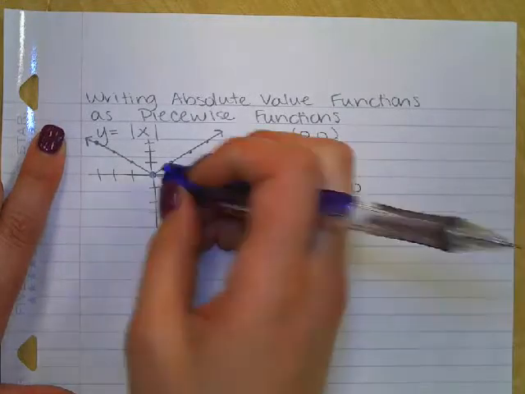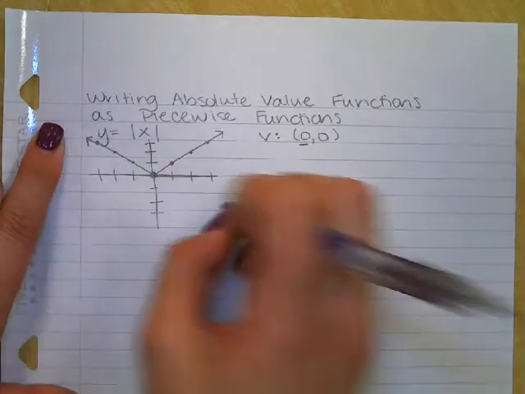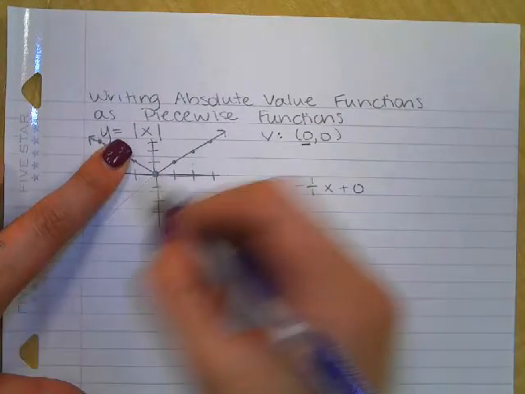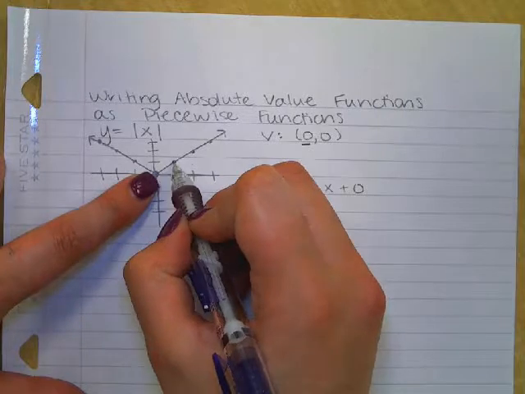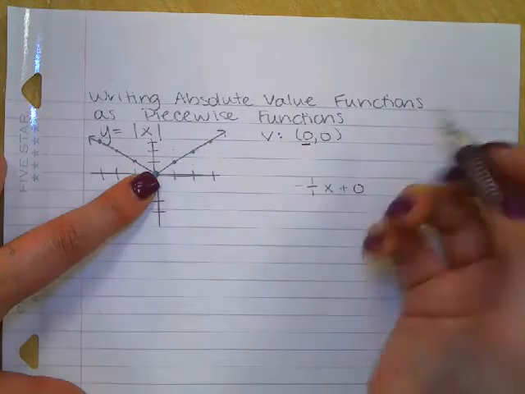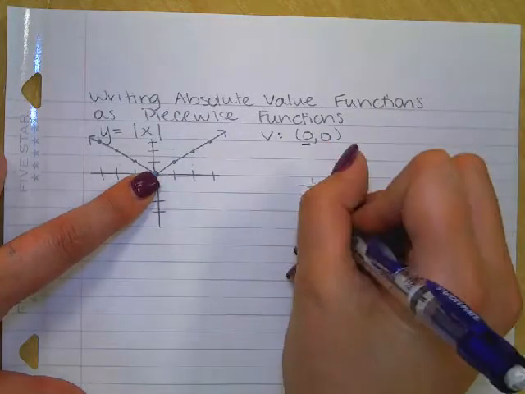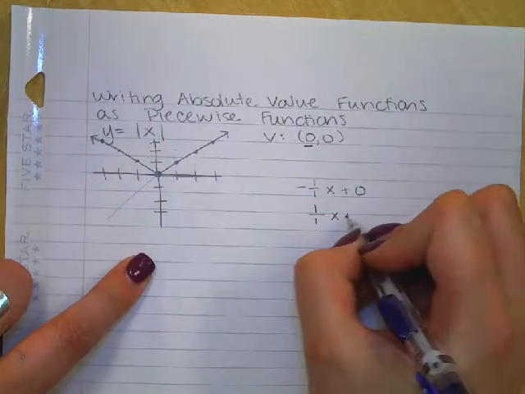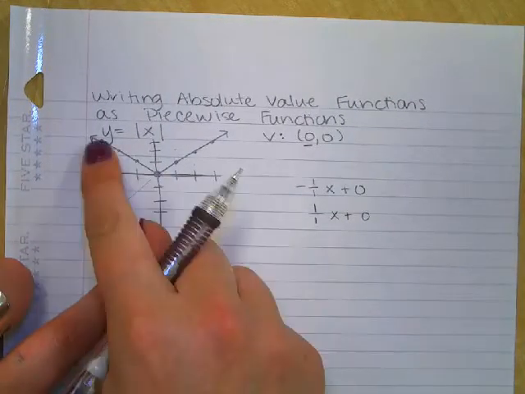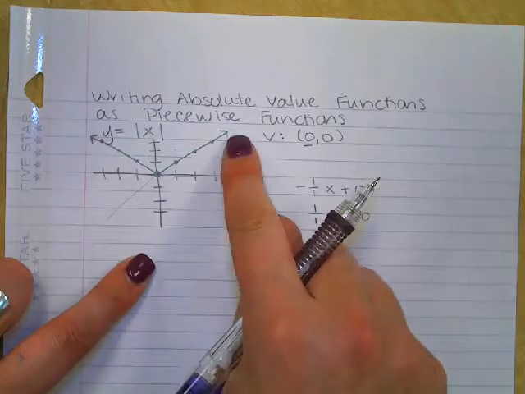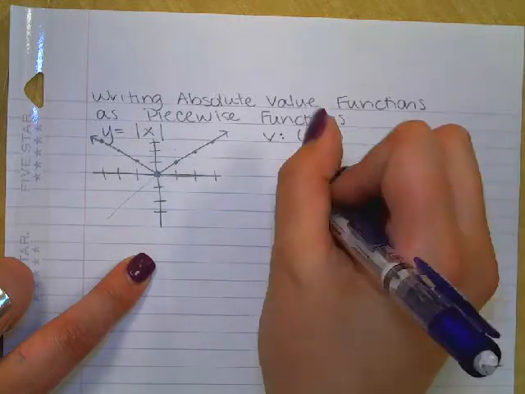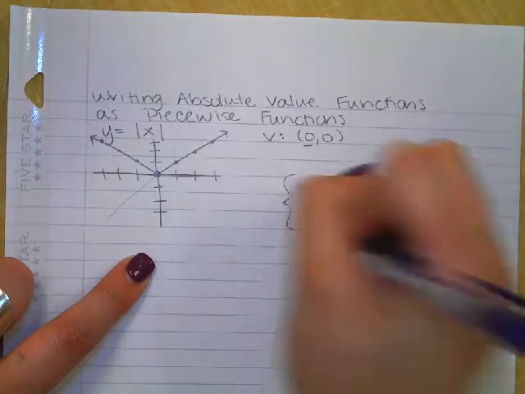The right side of the graph, I'm going to say, has a slope of up 1, right 1, up 1, right 1, up 1, right 1, and a y-intercept of 0. So we have the left side of the graph and the right side of the graph. And so this is how I'm going to write the graph as a piecewise function. I'm writing it using two pieces.